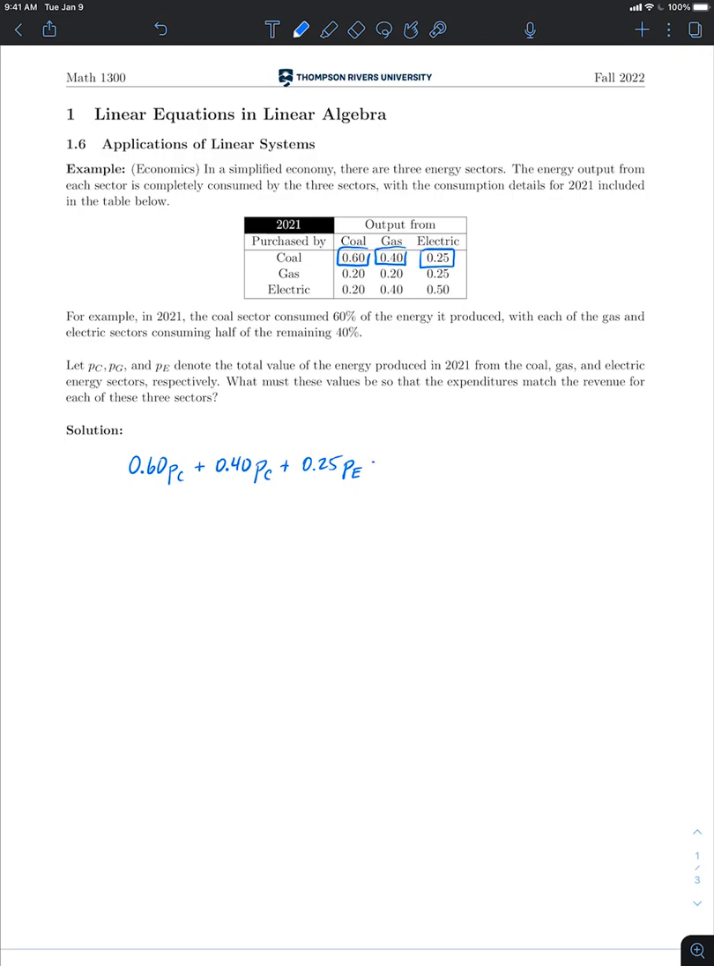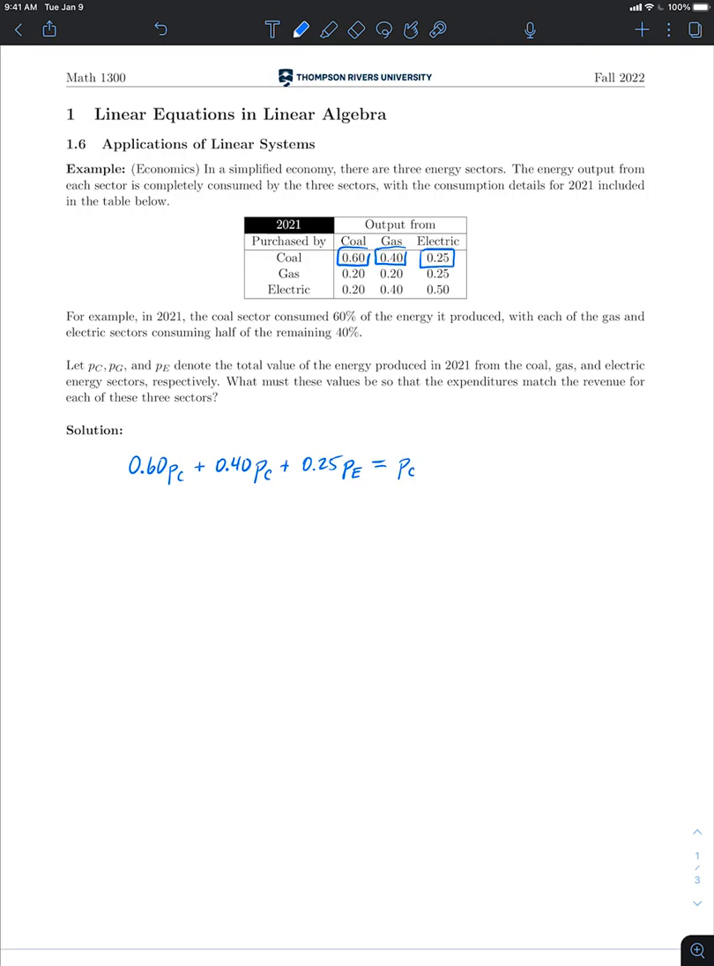That's got to be equal to the total revenue. Well, what's the revenue? The revenue is the cost of all the energy produced by the coal sector by itself, right? So that's just, well, let's just put a P sub C here. Okay, so that's our first relationship.